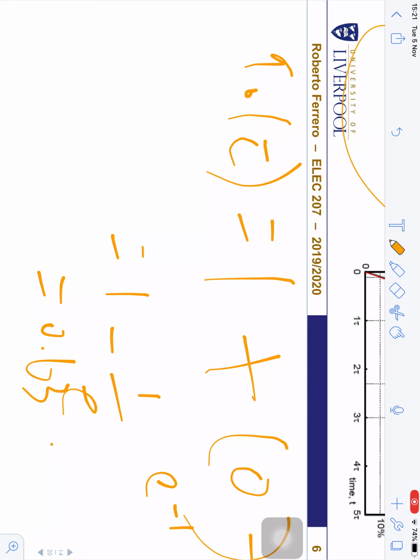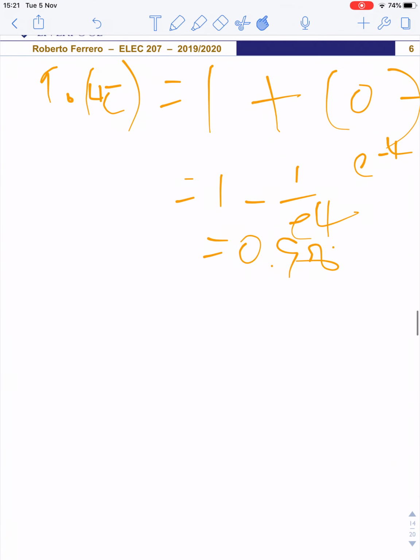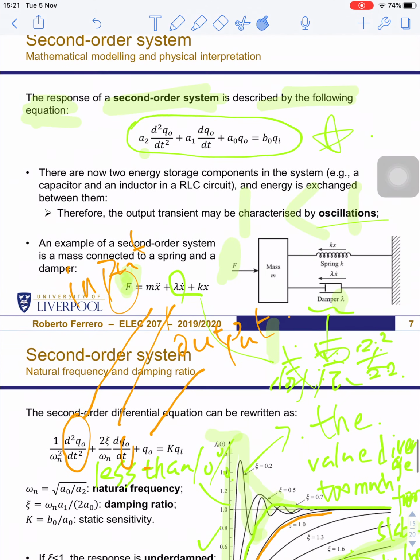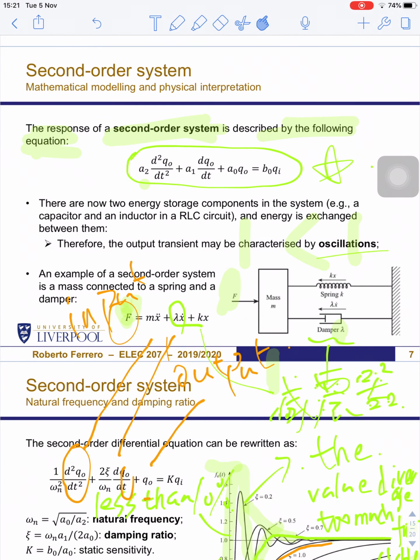And what is 4 tau? If it is 4 tau, then it is e to the power of minus 4, which is around 0.98. Okay, cool.